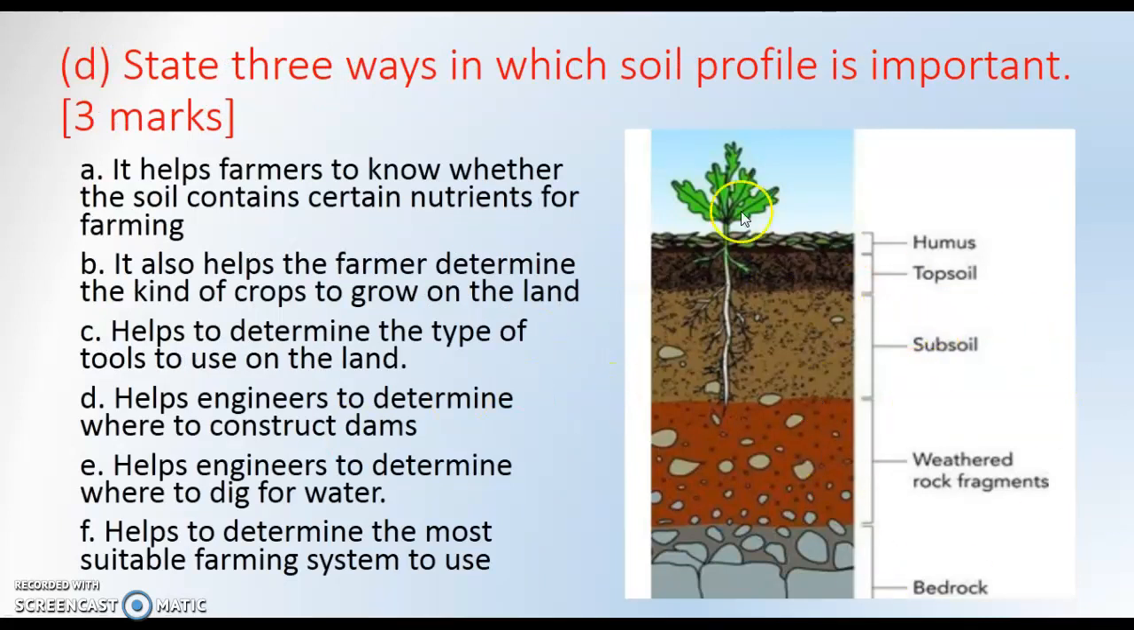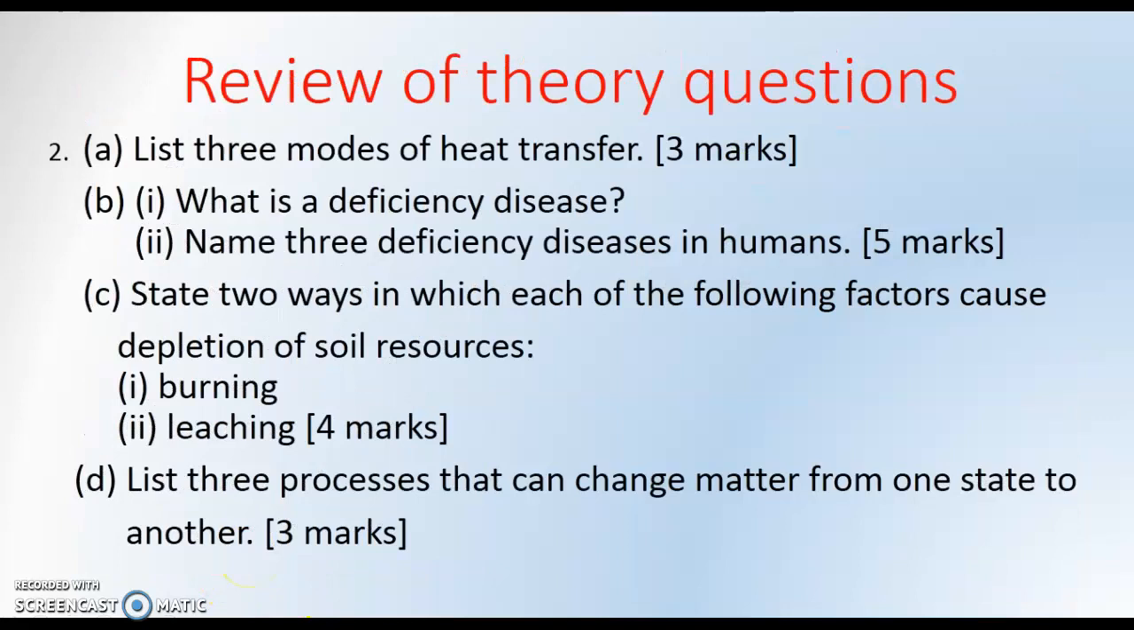Then 3 ways in which soil profile is important. So that's our soil profile diagram here for you. So these are the expected answers. Help the farmer to know whether the soil contains certain nutrients. Help the farmer to determine the kind of crops to grow on the land. Helps the farmer to determine the type of tools to use. This question did not limit us to farmers, so everybody who may need this information, engineers as well, it helps them to determine where to construct dams, where to dig for water, and also helps the farmer to know the farming system to use.